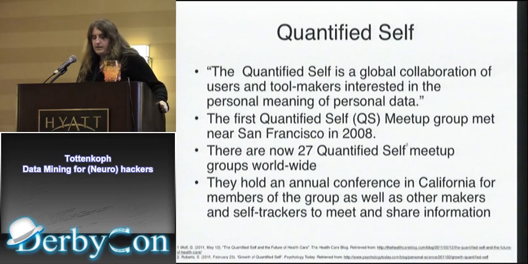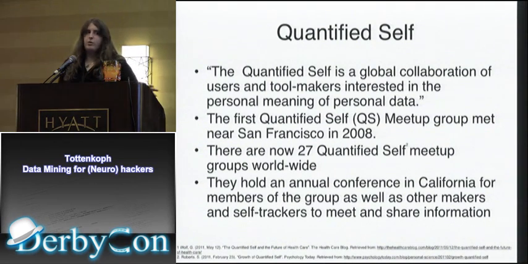The first quantified self meetup group was in San Francisco in 2008. There's now 27 quantified self meetup groups, and they have a conference in California every year where they all gather around and talk about new ways that they found to track their data, what they use the data for, et cetera, et cetera.